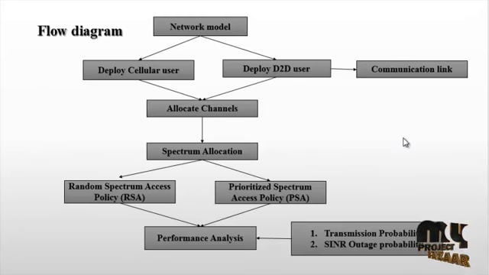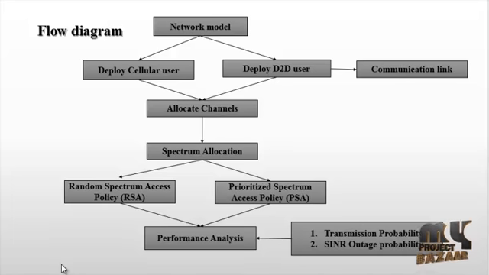Let us discuss the flow diagram of the process. This is the overall flow diagram. Here we use the network model, and then deploy the cellular users randomly. Then we deploy D2D users, that is, D2D communication and the communication links between the D2D users. And then channels are allocated for a particular user.